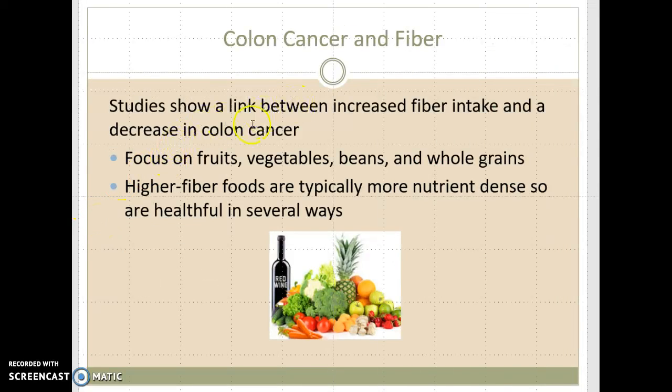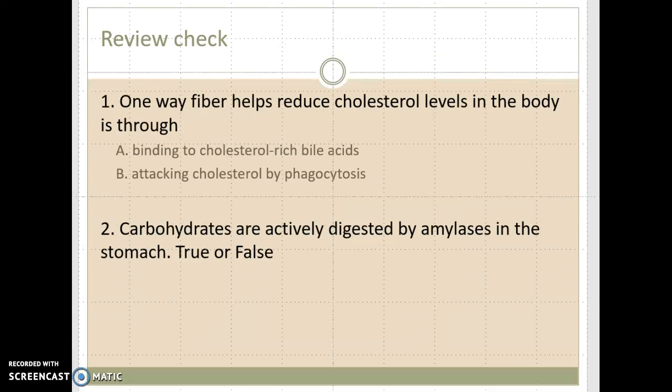It also can prevent colon cancer. You can imagine if the colon doesn't have food sitting a long time, constipation's not occurring, then there's less chance for cancer cells to grow. So there's a review check.